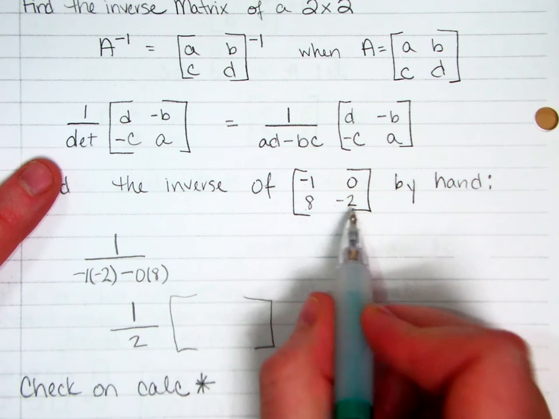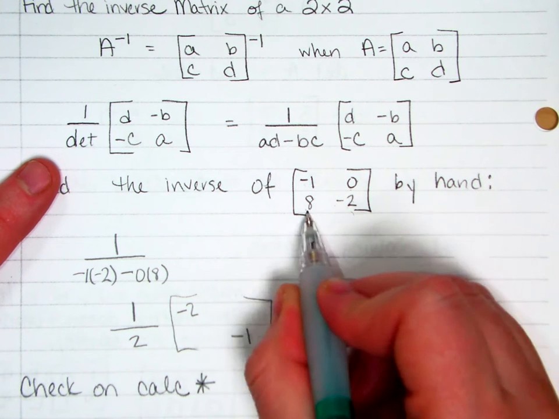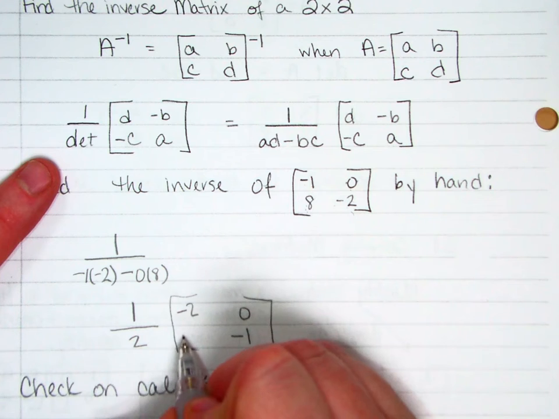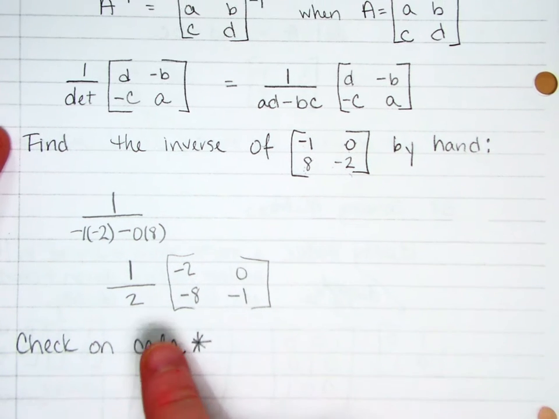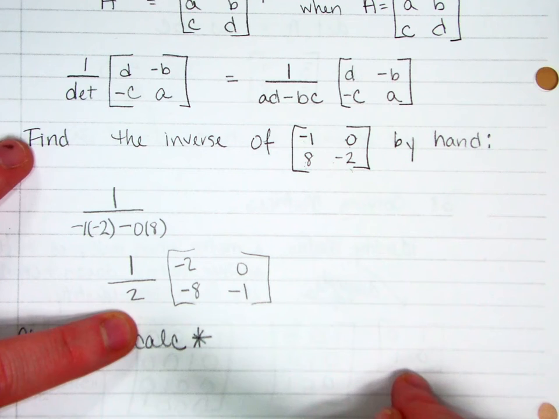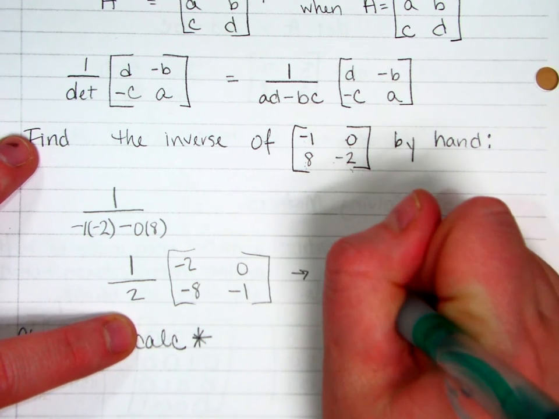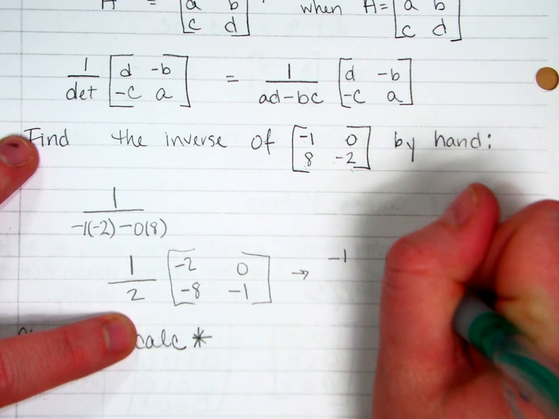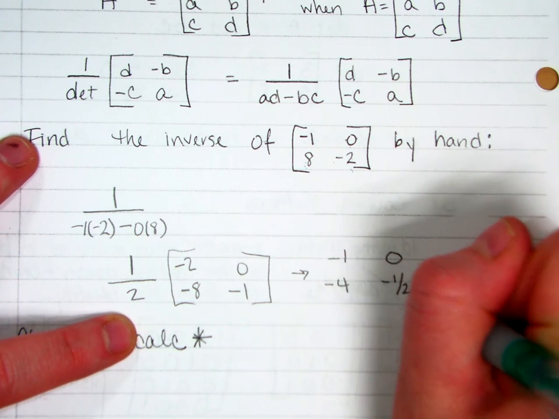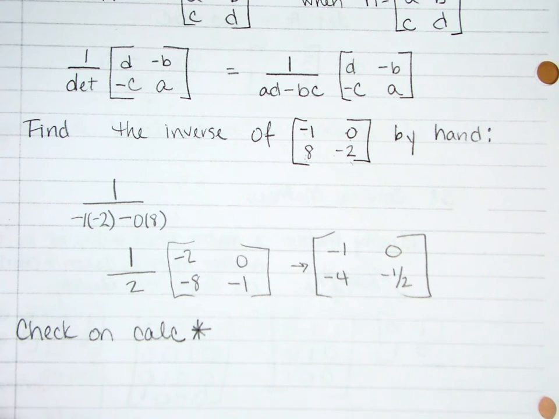We switch our diagonal, so we switch these two. So this becomes negative 2, and this becomes negative 1, and we change the signs of B and C. 0 stays the same, and this becomes a negative 8. After you have this, you should multiply it through, because this is now scalar multiplication, so you should have negative 1, 0, negative 4, and a negative 1/2. That would be your true inverse.